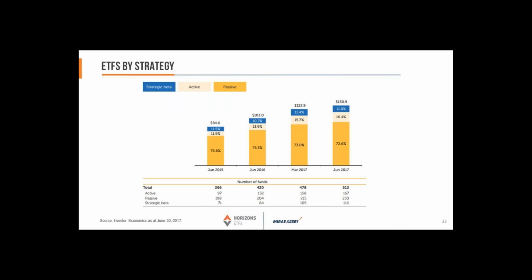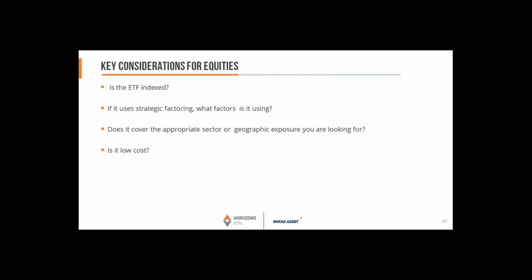If we look at this slide, we see that in Canada, 73% of the ETFs are index ETFs, and we denote them as passive, whereas 17% are roughly active, and 11% are what we call strategic beta, which are indices that weight the stocks differently than the S&P 500. They may focus on value or dividends.